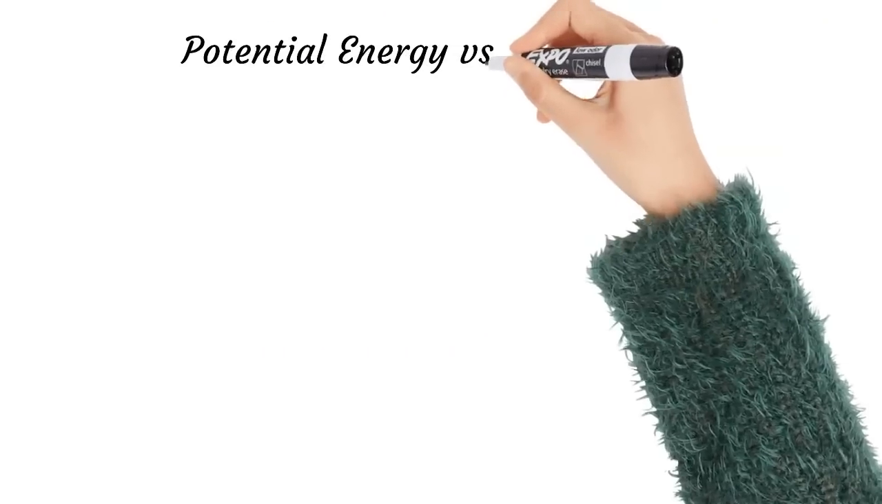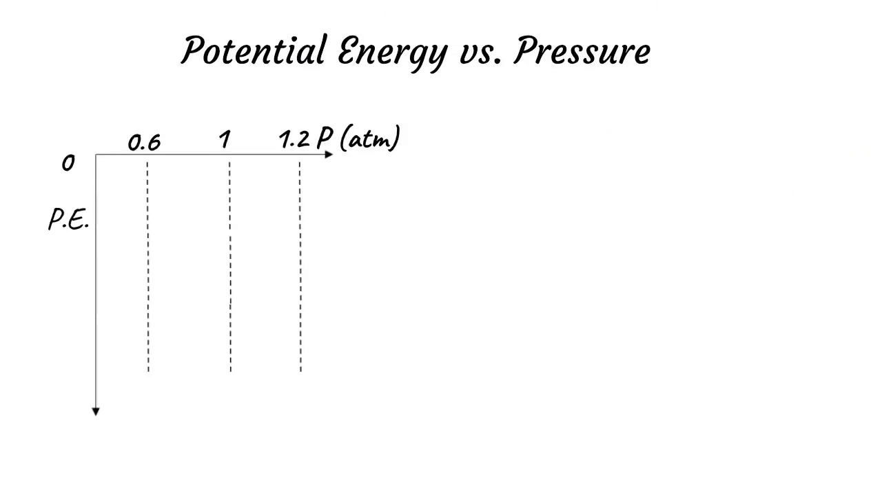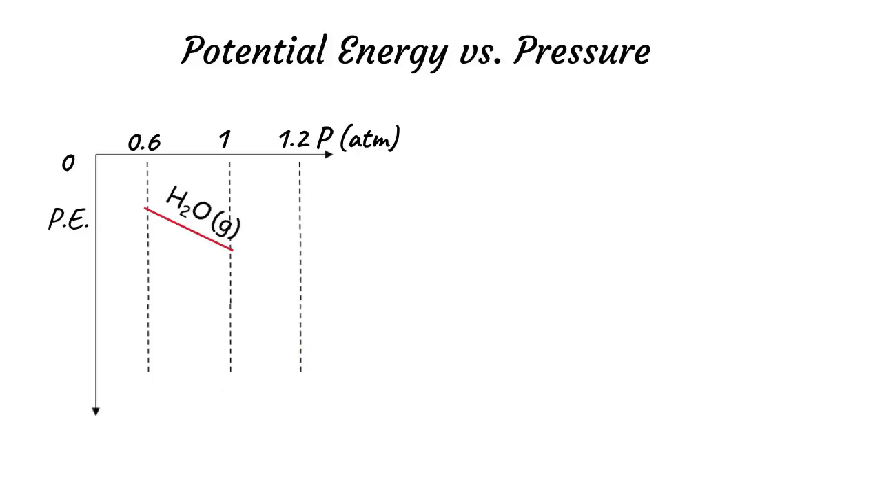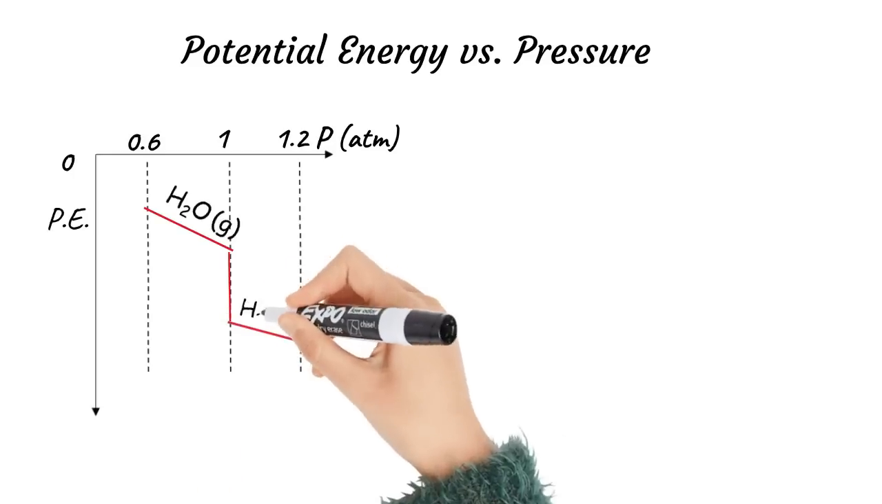Now let's consider the change in pressure from 0.6 atmospheric pressure to 1.2 atmospheric pressure at 100 degrees Celsius for water. Compression, or increasing pressure, of a gas will decrease its potential energy until the phase transition pressure, which is 1 atmospheric pressure for water at 100 degrees Celsius. During the phase transition, pressure remains constant until the phase change is complete. Once all the gas is converted to liquid, the potential energy will decrease with increasing pressure.